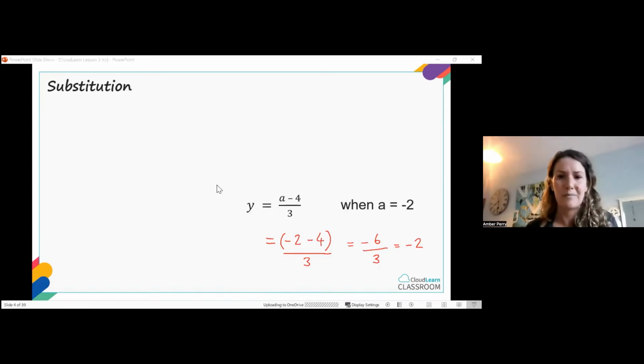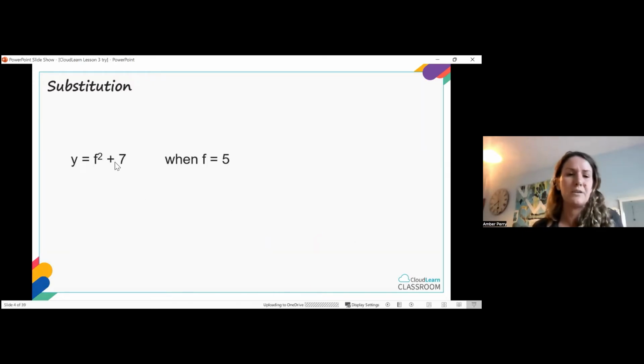And I think, oh, we've got one more. There we go. We've got a square here. So powers come before adding in BODMAS. So we have to think about how to do this one. For anyone that's not very clear, it says f squared plus 7 when f is 5. I hope that's clear enough.